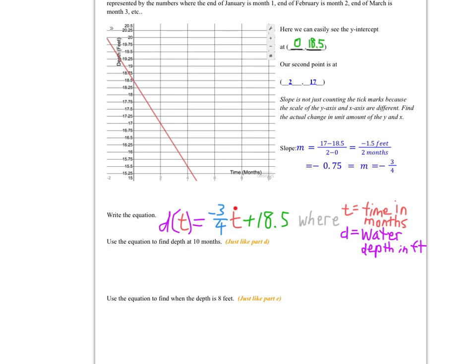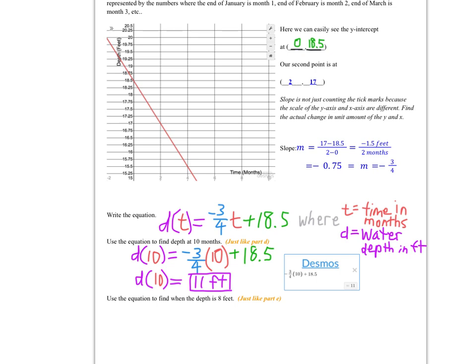So, using this equation then, if you haven't done so already, try to find the depth at 10 months. Ask yourself, is the 10 going to go in place of the t or the d? Well, that's going to look like this. We put 10 in for t. Remember, wherever we see the t, we're putting 10. So -3/4 times 10 plus 18.5. I literally just typed that exactly like it says in the decimals. We get 11. So my answer is at 10 months, it'd be 11 feet.